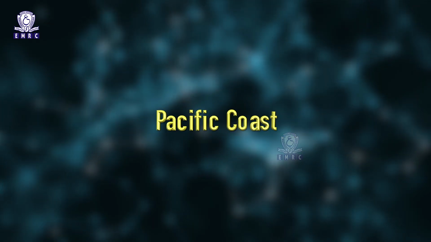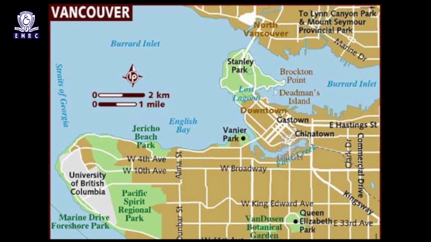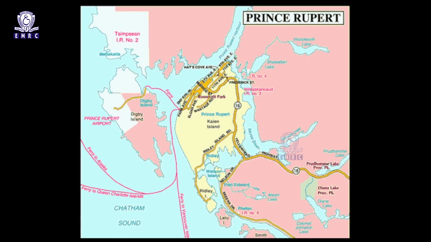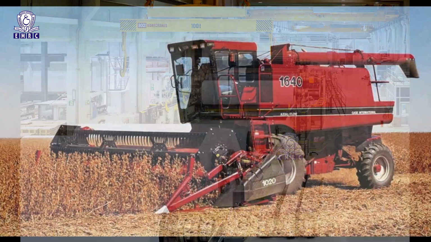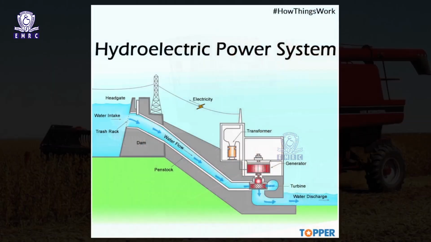The third one is the Pacific Coast. The leading centers are Vancouver and Prince Rupert. The major industries are paper and pulp, furniture, agricultural machinery and hydropower stations.